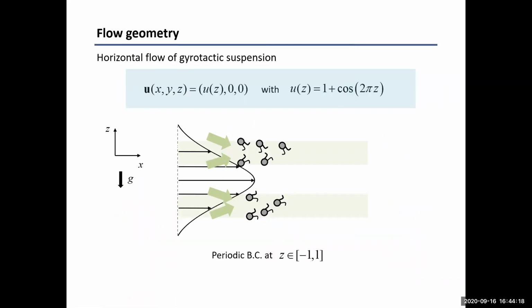So we considered a situation quite similar to that case. This is again the same flow geometry, and now we consider gravity in the downward direction. We consider horizontal flow, okay? And in this horizontal flow, we will have a large shear region here, and here, up there and down there. And then we expect that the cell will accumulate along those regions.